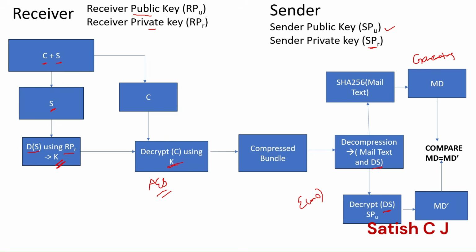So this is how the Pretty Good Privacy protocol, or the crypto system, works. It uses a combination of asymmetric key encryption and decryption, and it also uses symmetric key encryption and decryption along with hashing algorithms like SHA-256. I hope you're able to follow this entire process.